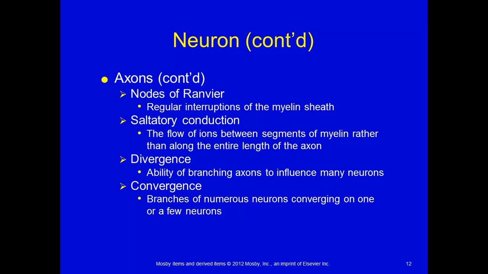Now, you can have the opposite. You can have branches of numerous neurons converging on one or a few neurons. So a whole bunch of neurons coming down and talking to and innervating one other neuron, communicating with only one neuron. That is called convergence, and that's what's happening here. Does that make sense?